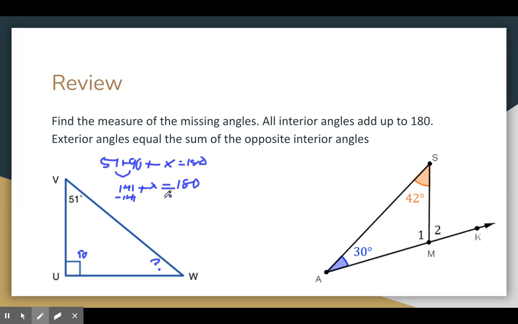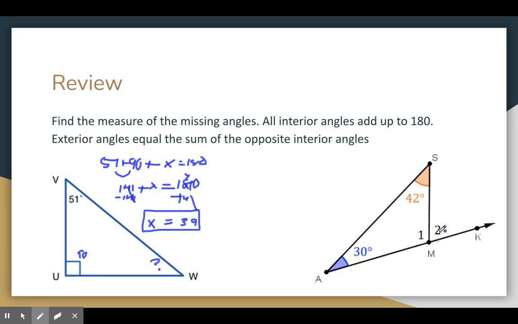We add those two together: 51 plus 90 gives you 141, plus x equals 180. Subtract 141 from both sides. Those cancel, and we'll get x is equal to, let's work this out. We have to borrow. 10 minus 1 is 9. 7 minus 4 gives you 3. 1 minus 1 is 0. So x equals 39. So that angle must be 39 degrees.